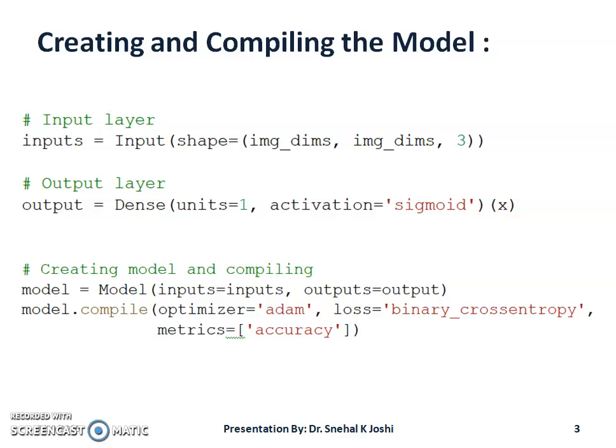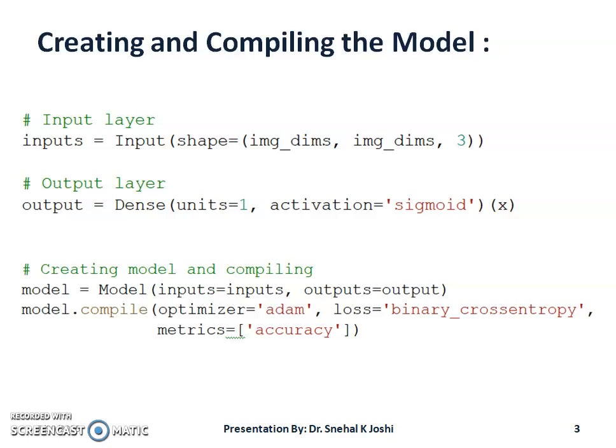There are different optimizers for different kinds of problems. Some of these optimizers, apart from Adam, are SGD, that is stochastic gradient descent, then we have RMSProp, then AdaDelta, AdaGrad, AdaMax, etc. These are various optimizers available.